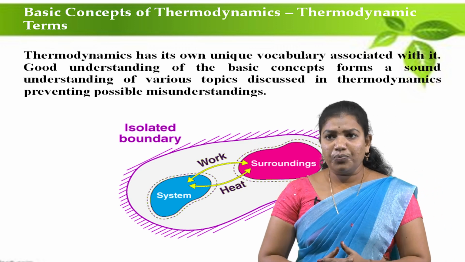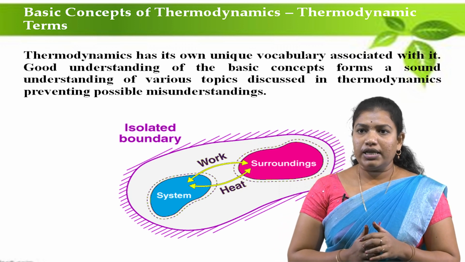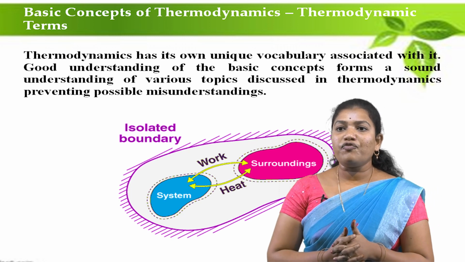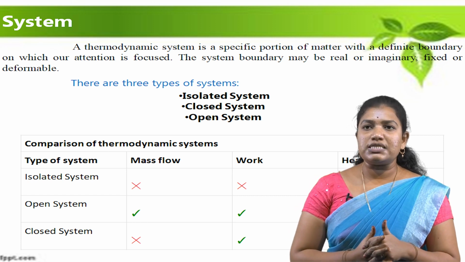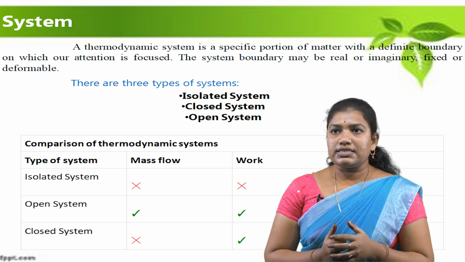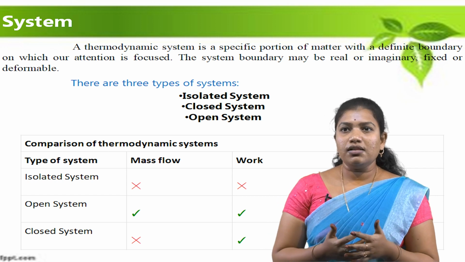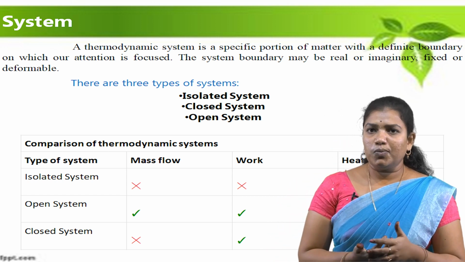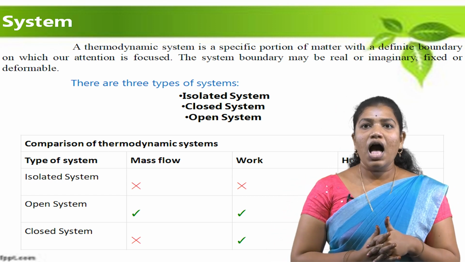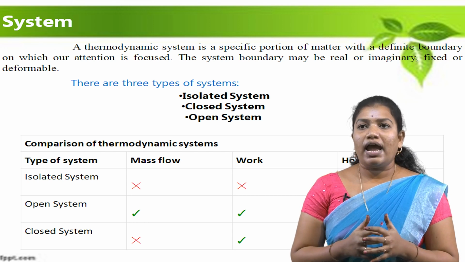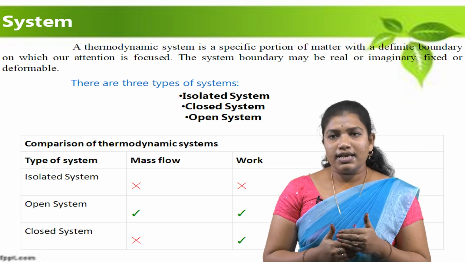And then system. The system is a region containing energy and/or matter that is separated from its surroundings by arbitrarily imposed walls or boundaries. A thermodynamic system is a specific portion of matter with a defined boundary on which our attention is focused. The system boundaries may be real or imaginary, fixed or deformable. There are 3 types of system: isolated, closed and open. An isolated system cannot exchange both energy and mass with the surroundings. The universe is considered an isolated system.